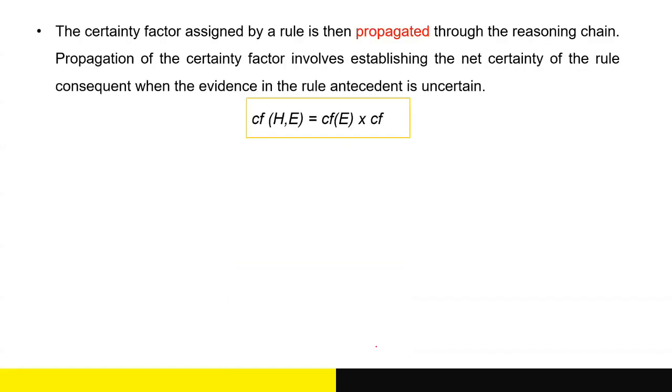So, the certainty factor assigned by a rule is then propagated through the reasoning chain. Propagation of the certainty factors involves establishing the net certainty of the rule consequent when the evidence in the rule antecedent is uncertain. So, for the single antecedent, you can use this equation where the certainty factor of hypothesis given evidence is equal to the certainty factor of evidence multiplied by the certainty factor.